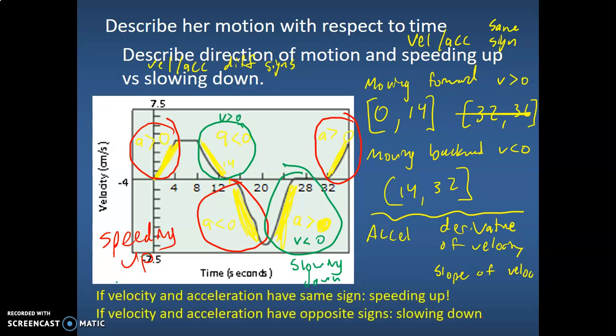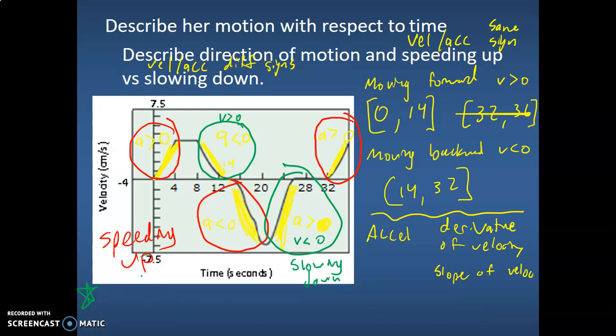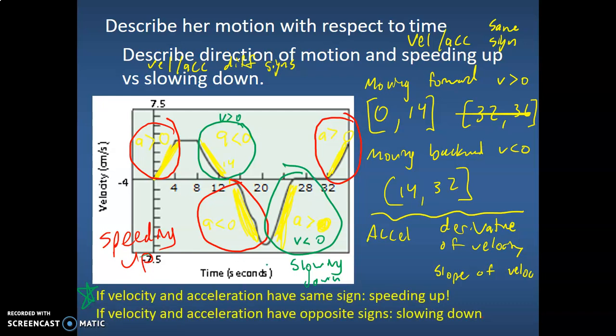Put this into your notes with a bunch of stars around it. If velocity and acceleration have the same sign, that's when we're speeding up. If velocity and acceleration have different signs, that's when we're slowing down. That's a very important thing that the AP exam likes to test. Kids assume that positive acceleration means speeding up, but that's wrong. Acceleration and velocity have to have the same sign to be speeding up. Acceleration and velocity have to have different or opposite signs when it's slowing down.